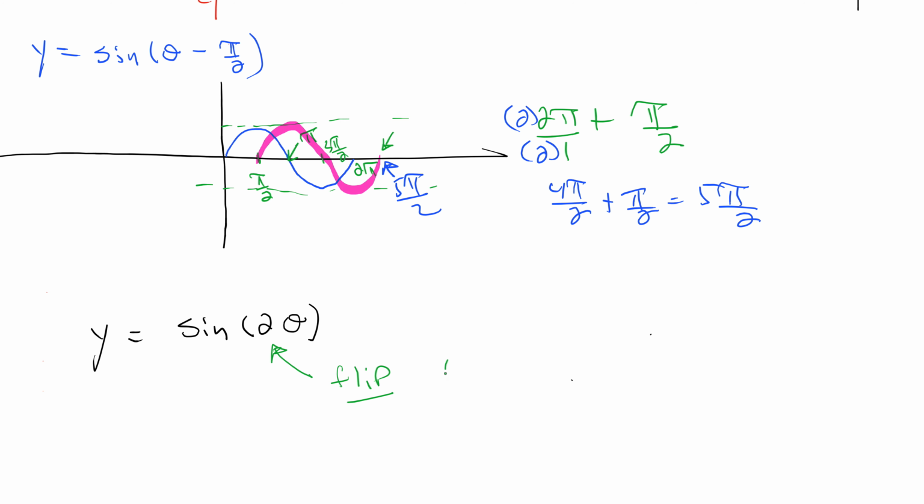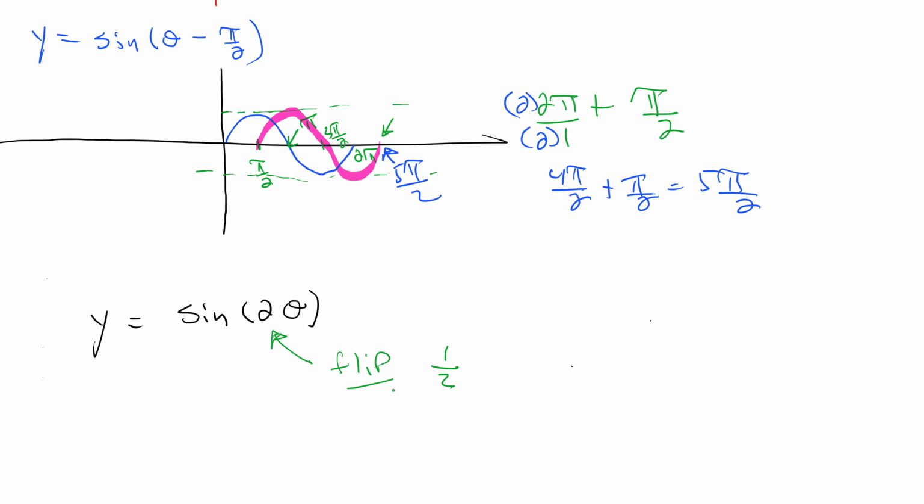It becomes 1 over 2. And that means that your period got chopped in half. Okay, so if the normal graph is like this, the new graph is like that. Same height though. The period gets chopped in half. Okay?